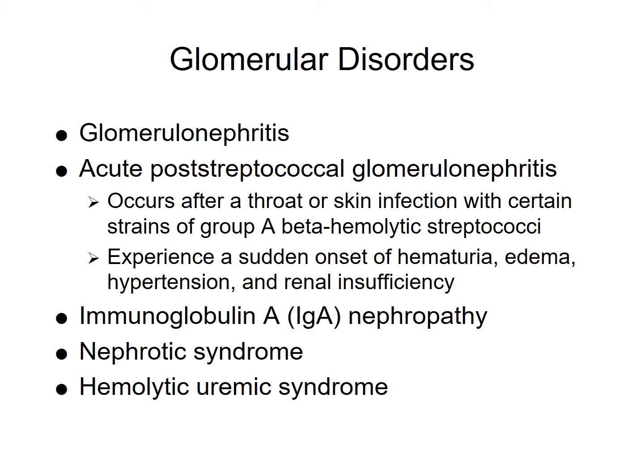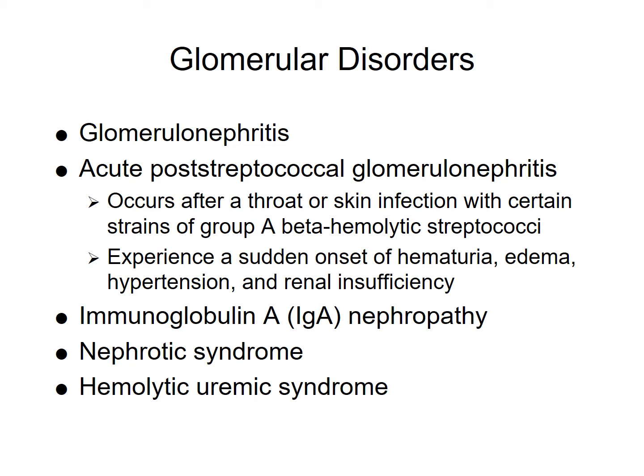Glomerular disorders. We have glomerulonephritis in the pediatric population. Commonly it occurs post-strep. So this is occurring after a strep throat with certain strains of group A strep. You'll see a sudden onset hematuria, edema, hypertension, and renal insufficiency.